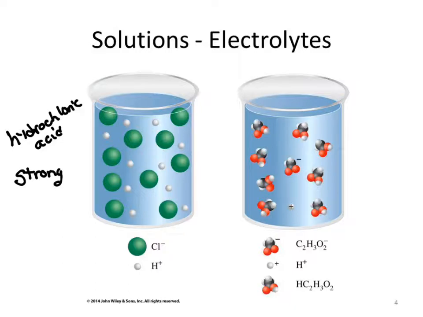Here's our acetic acid. Again, look at the picture. Do we have a lot of ions or just a few ions? Here we just have a few ions. We only have those right there. So if I only have a few ions, is this going to be a strong electrolyte or a weak electrolyte? Well, it should be weak.